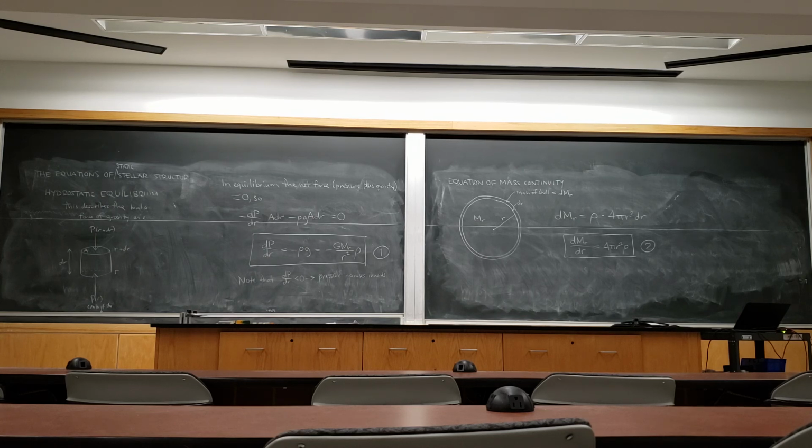So this describes how mass changes with radius. It's how the mass interior to radius r changes with r. Again, it's pretty obvious, but you have to put that in the math. It has to be built in. So that's another differential equation that our star model has to satisfy.